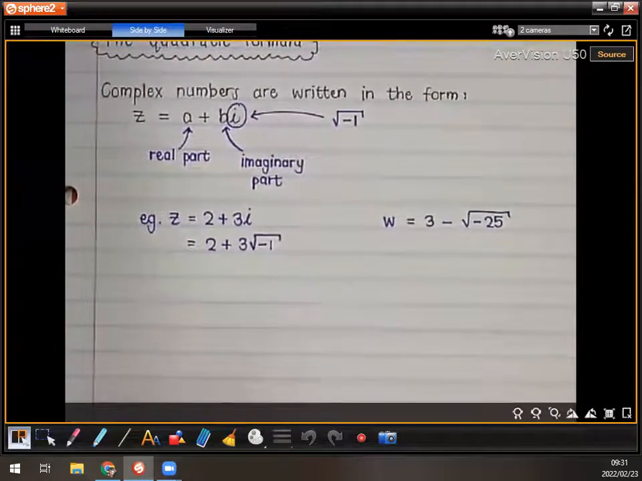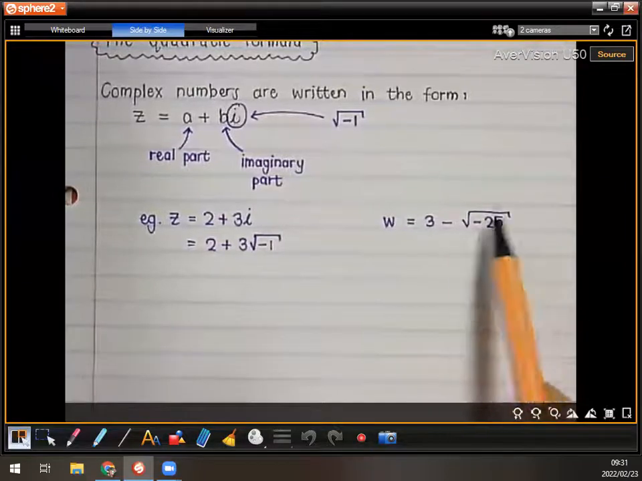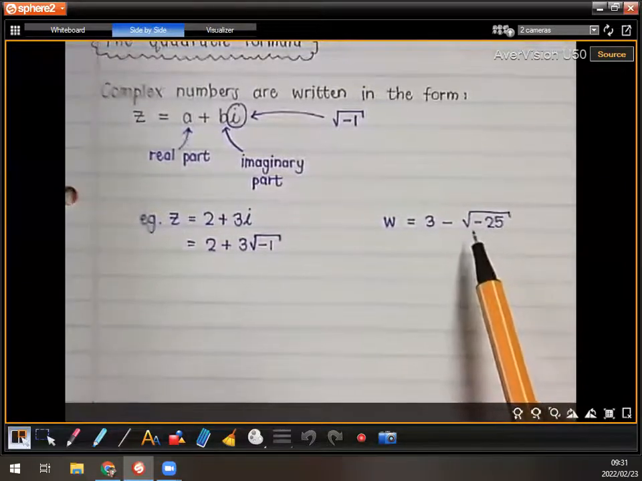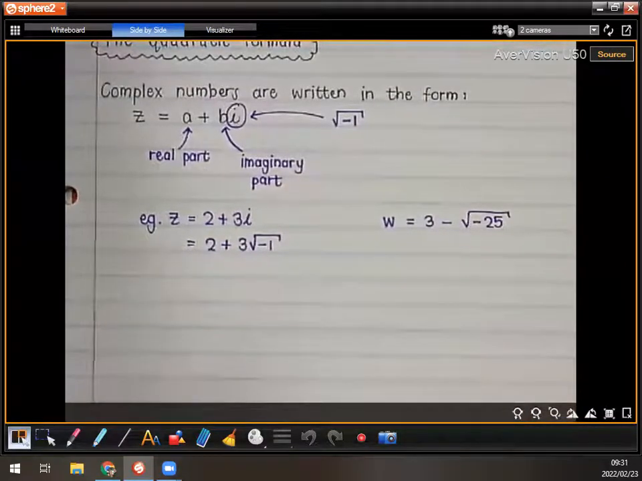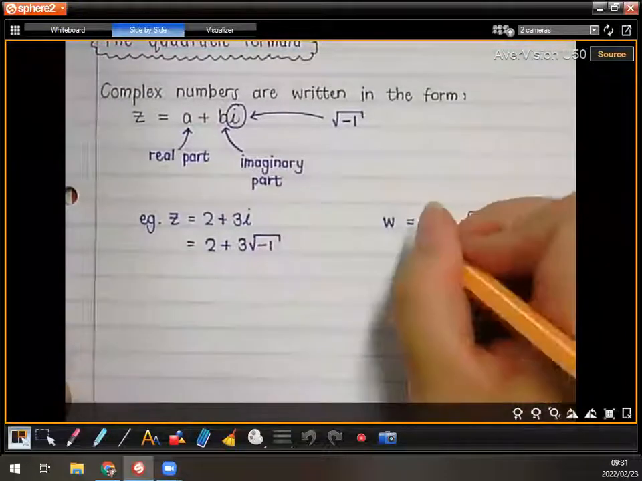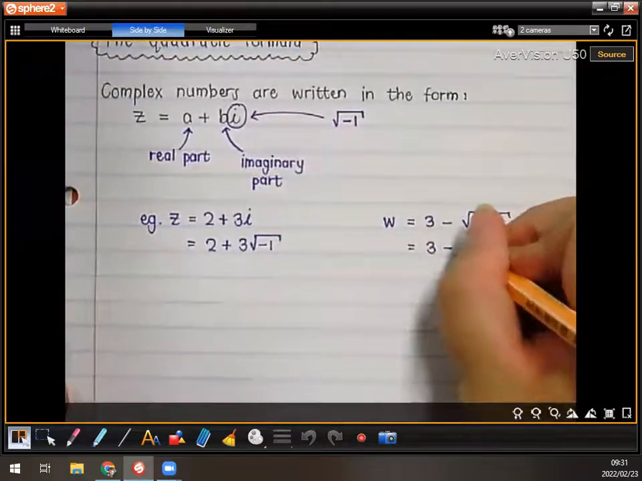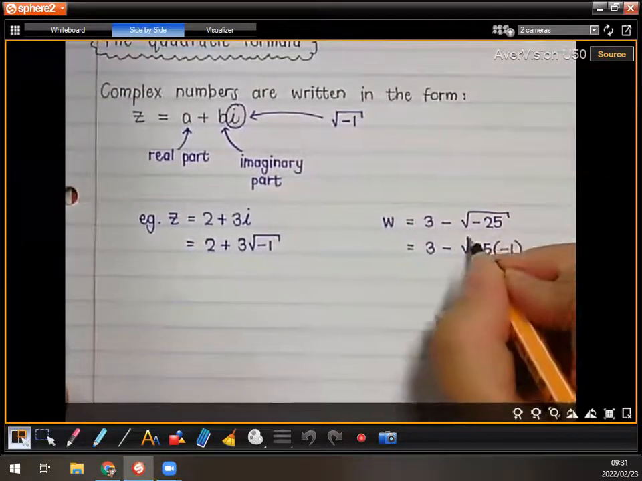So guys, if you want to express that in its proper form, you always have to have an i in it. Okay, you can't leave it as the square root of -1. So what we're going to do is I'm going to write -25 as 25 times -1, because I'm going to split the -25 up into a number and -1. Okay, because what is i? i is the square root of -1. So I'm going to rewrite this as 3 minus the square root of 25 times -1.